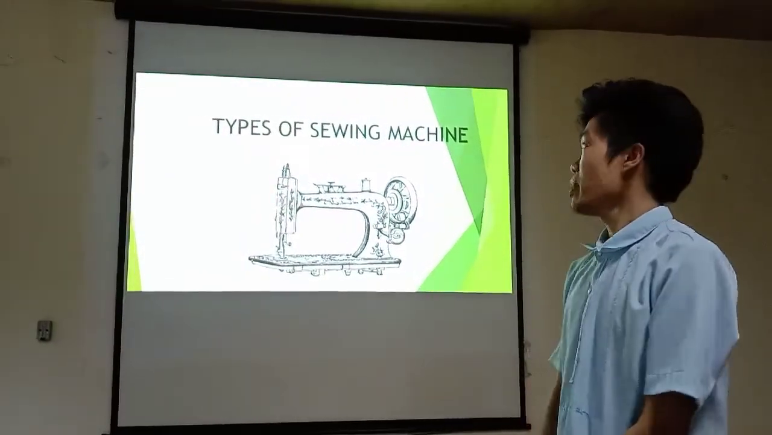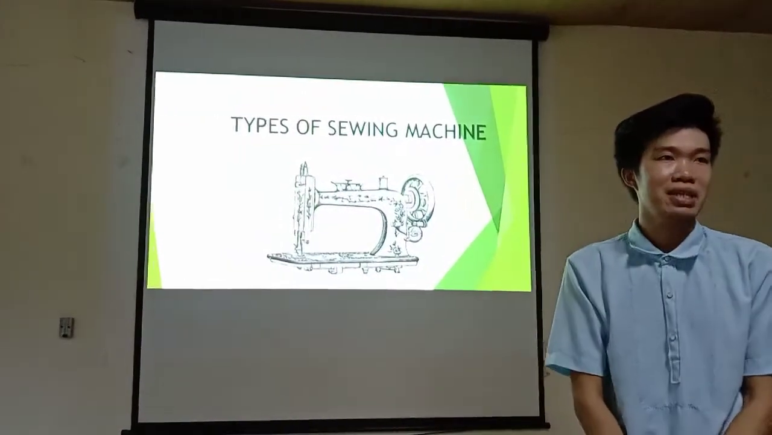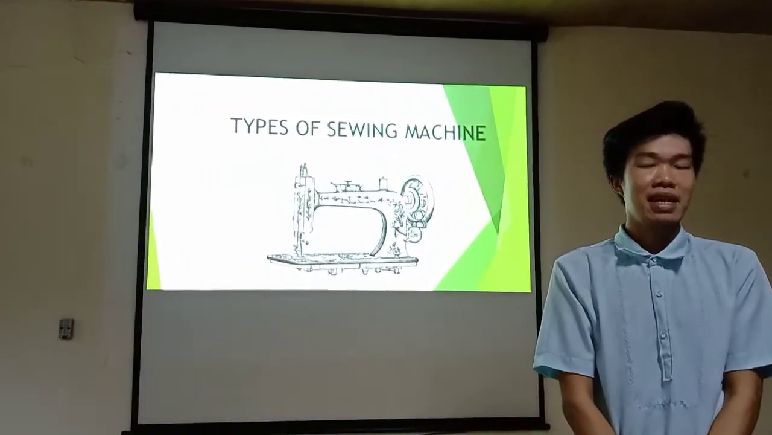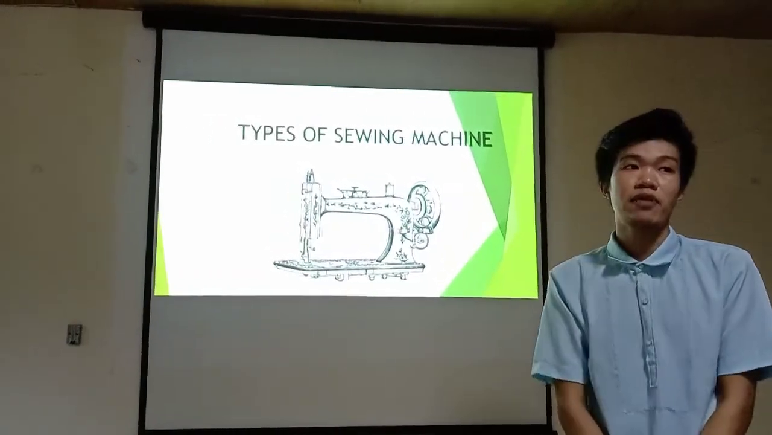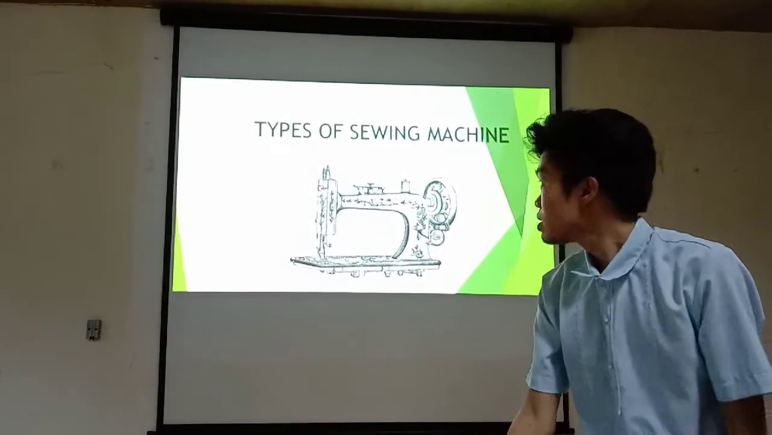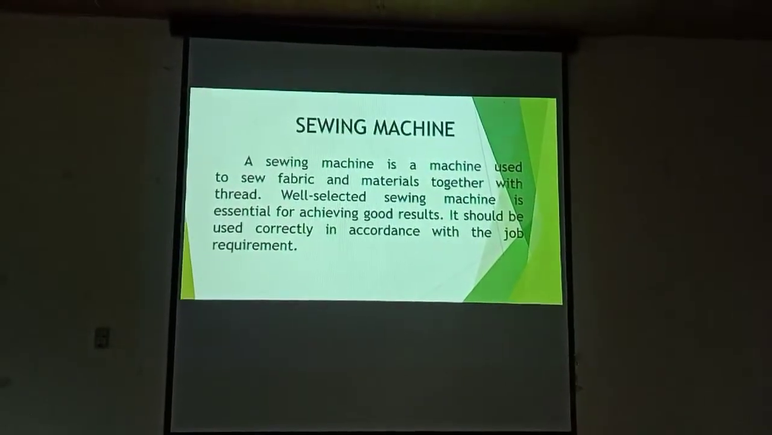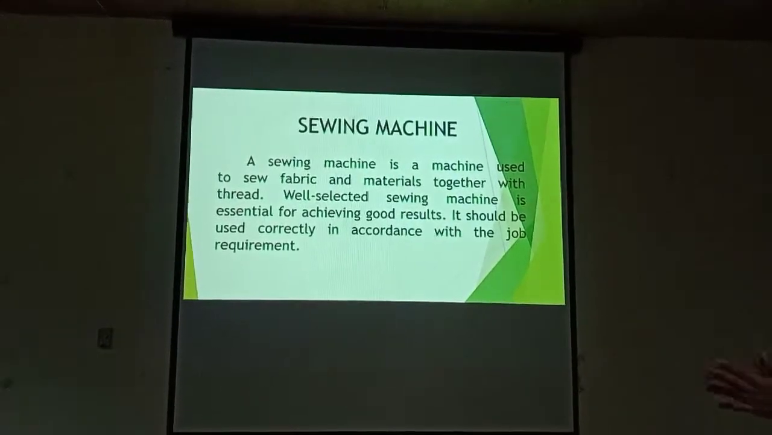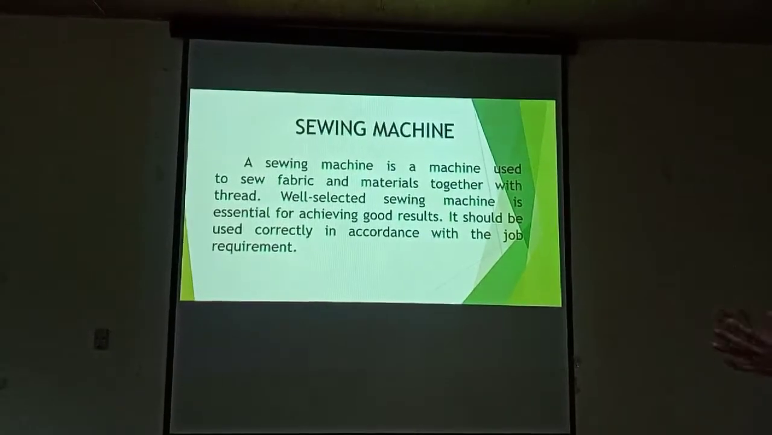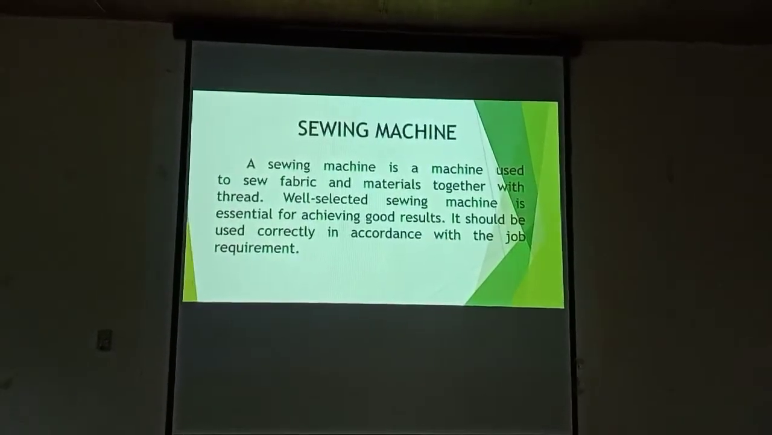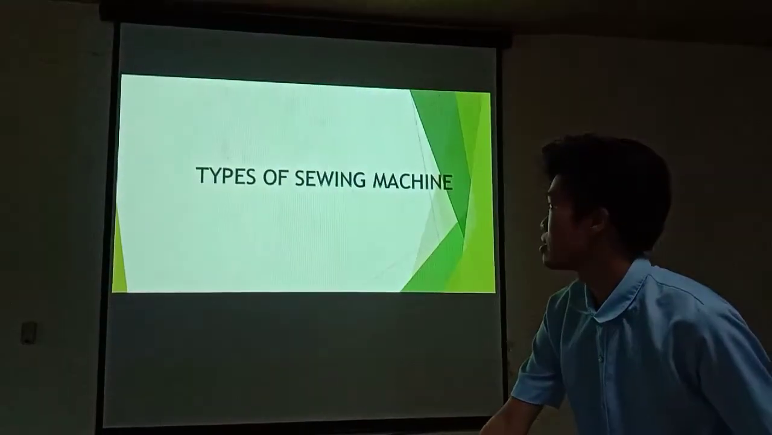Okay, everyone, our topic for today is all about types of sewing machines. So what is a sewing machine? Yes, Jundi. According to Jundi, a sewing machine is the machine used for sewing fabric. Yes, very good. So, a sewing machine is the machine used to sew fabric and materials together with thread. A well-selected sewing machine is essential for achieving good results. It should be used correctly in accordance with the job requirement. So we have here the types of sewing machines.